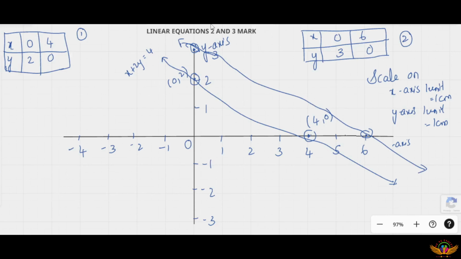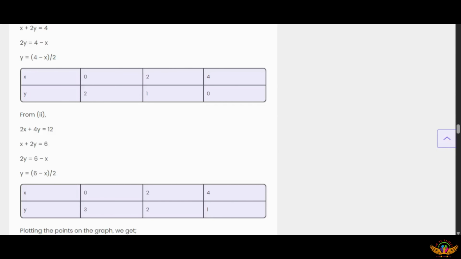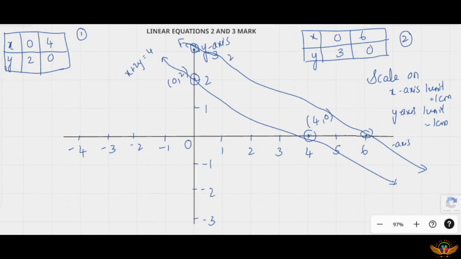This equation is 2x plus 4y equal to 12, right? So this is the first equation, second equation. See how the lines are? Are they coincident or intersecting or parallel? Both lines are parallel to each other because they are not even intersecting. So you have to remember that first table where we learned about consistent and inconsistent equations.